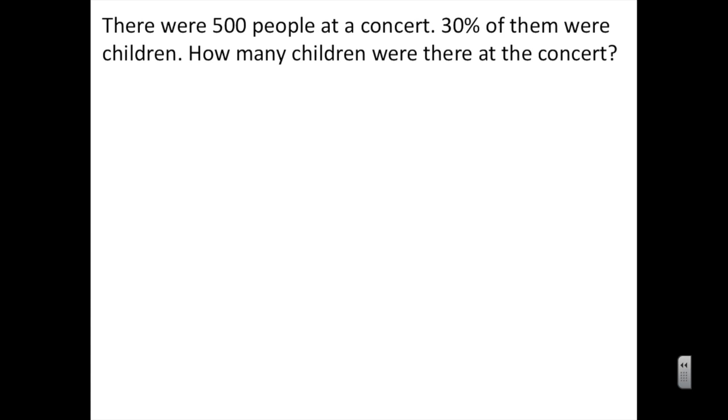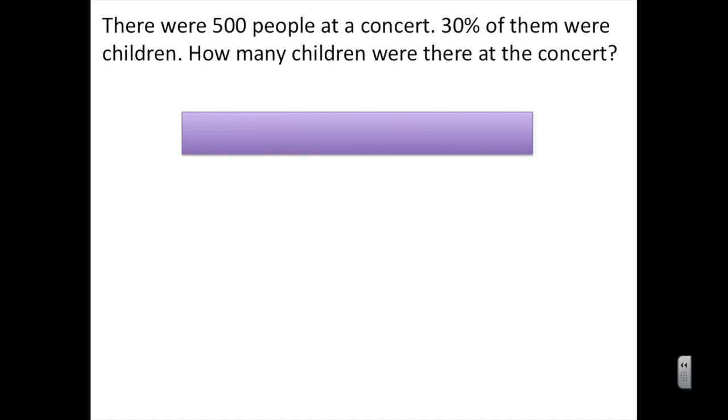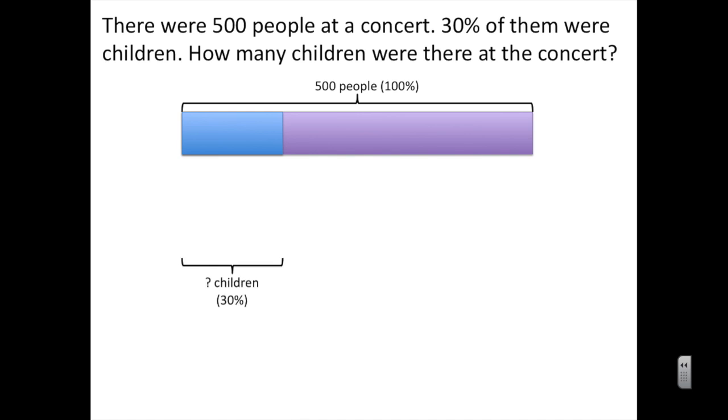Let's take a look at this example. There were 500 people at a concert. 30% of them were children. How many children were at the concert? So we're wanting to know a percentage of a whole. Our whole amount is 500 people. That would be 100%. We want to find what 30% of 500 is. We don't know the number of children yet, but we're going to find out.